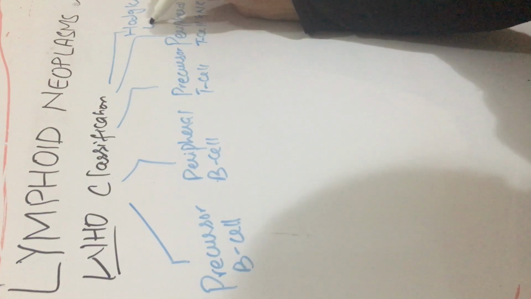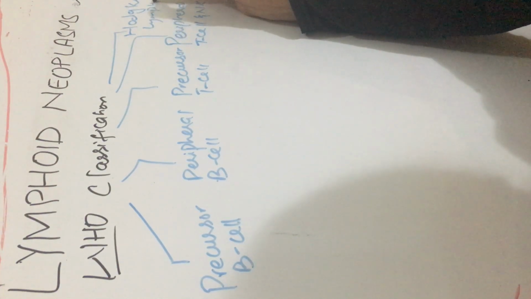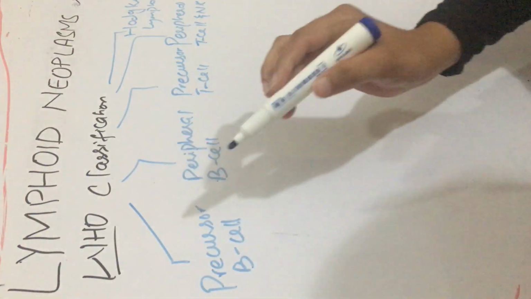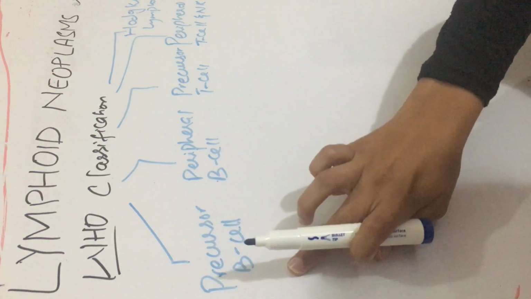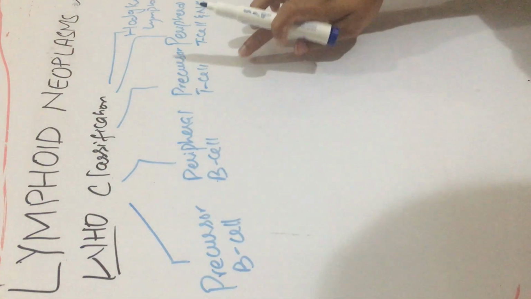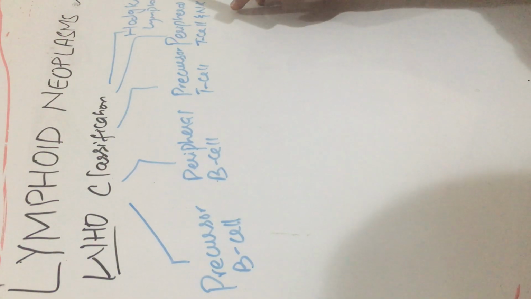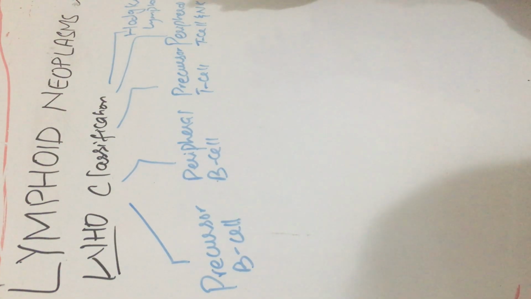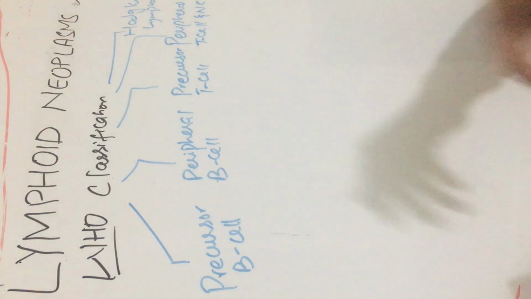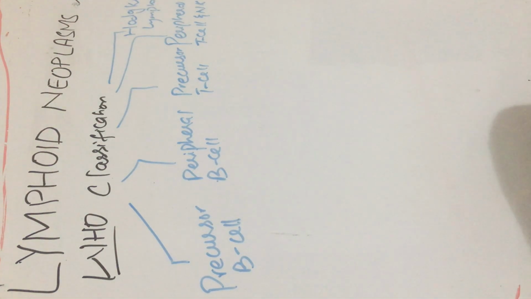So, according to WHO classification, lymphoid neoplasms are divided into 5 categories: precursor B cell neoplasms and peripheral B cell neoplasms, precursor T cell neoplasms and peripheral T cell and natural killer cell neoplasms, and the Hodgkin lymphomas. There are further different examples of each. I will give you one example of each.